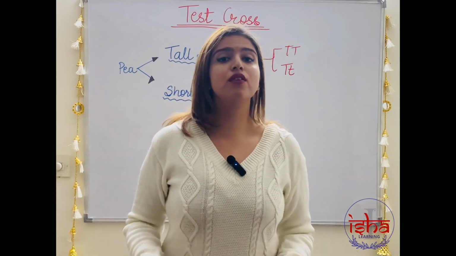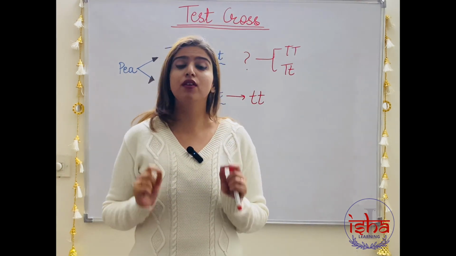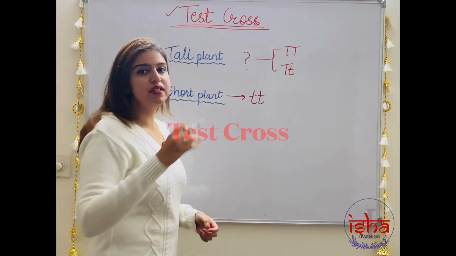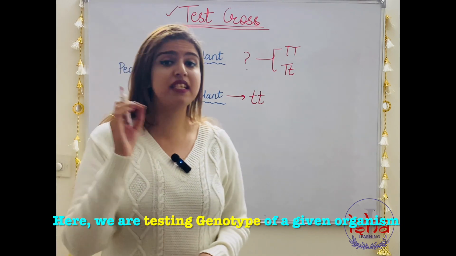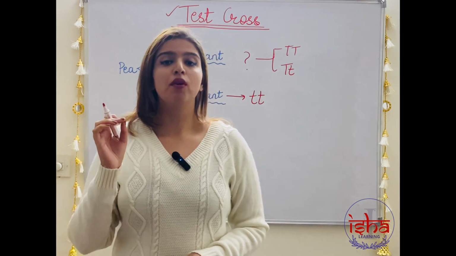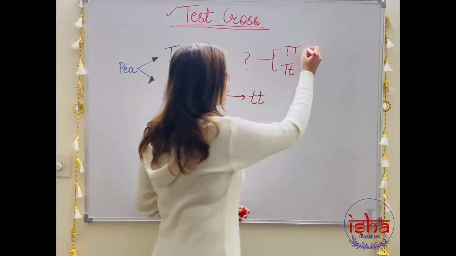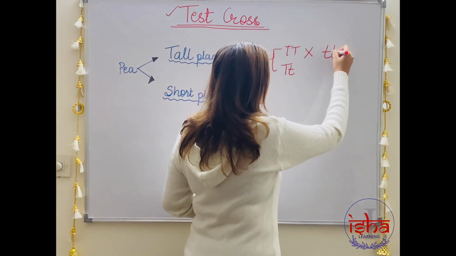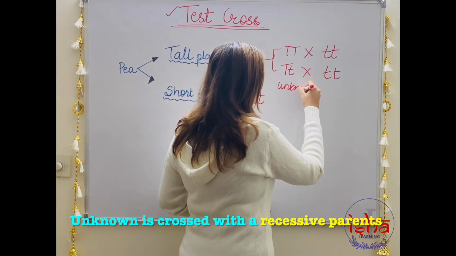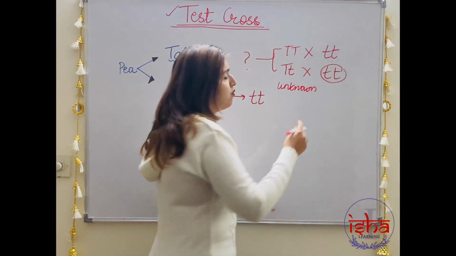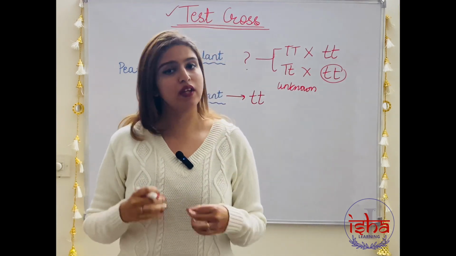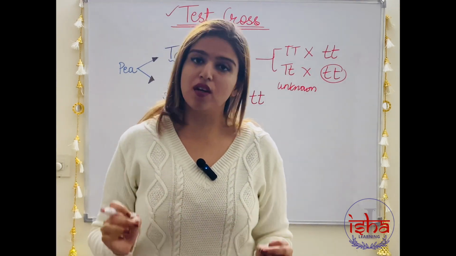Today we are looking for the solution of this problem, and the solution to this is a cross named the testcross. The name test itself represents that we are testing the genotype of a given organism. How do we do that? Well, what we will do is we are going to cross this plant with a recessive parent. So the unknown is crossed with a recessive parent, and whatever outcome comes is going to indicate the genotype of the organism. Let's quickly begin and start doing that.